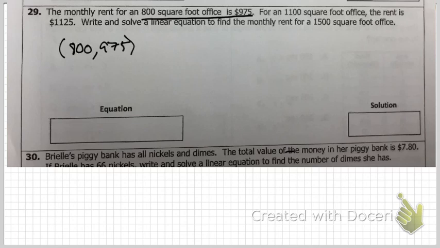And then we got to watch announcements. What other information do I have? Oh, I have another point. And so if I have 2 points, what can I find? Slope. So the slope ends up being 1/2. I just remember that from before.